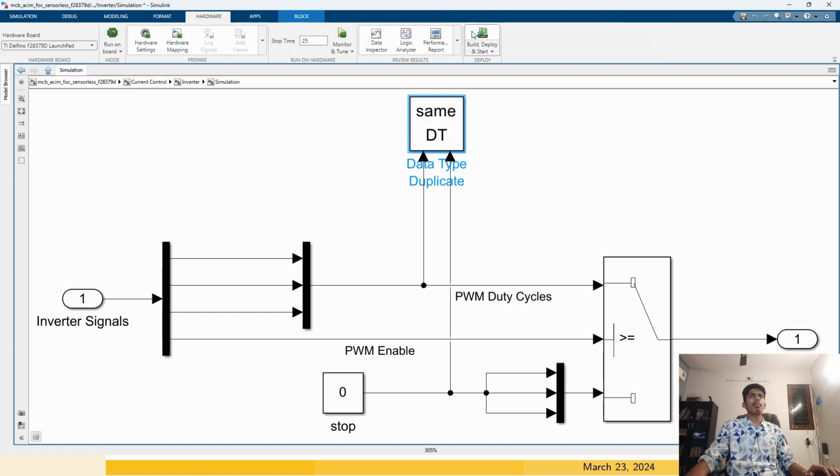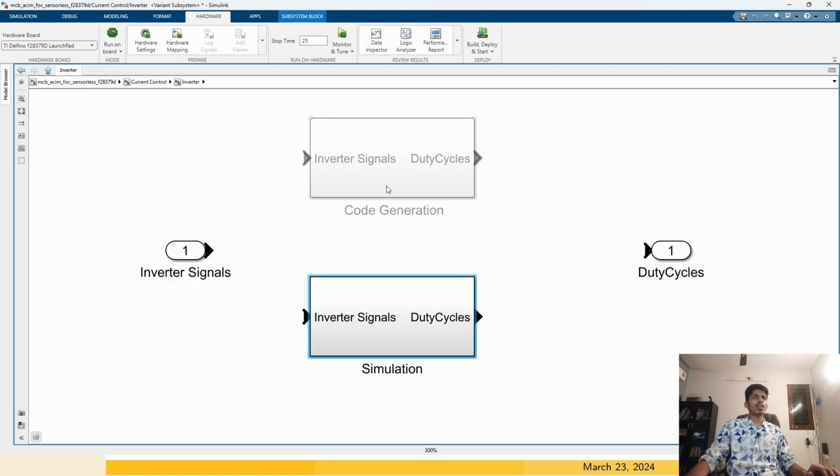So if you want to go to the build and deploy mode, it will change to the hardware mode. So you have to click on this inverter. You can see this inverter signal can go.